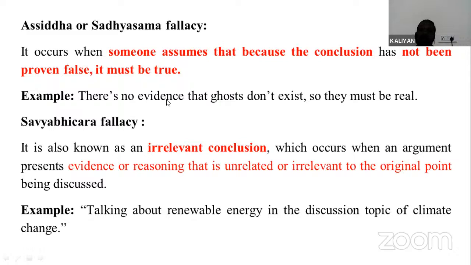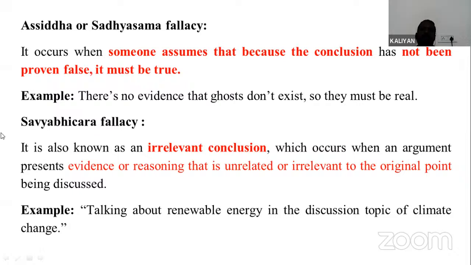Example: there is no evidence that ghosts do not exist, so they must be real. There is no evidence that ghosts do not exist in society, but because of that they must be real. Because of that, ghosts are real. That is the Asiddha or Satyasama fallacy. So are you clear what the Asiddha or Satyasama fallacy is? Shall I move on to the next type? Okay. So next is the Savyabhichara fallacy.